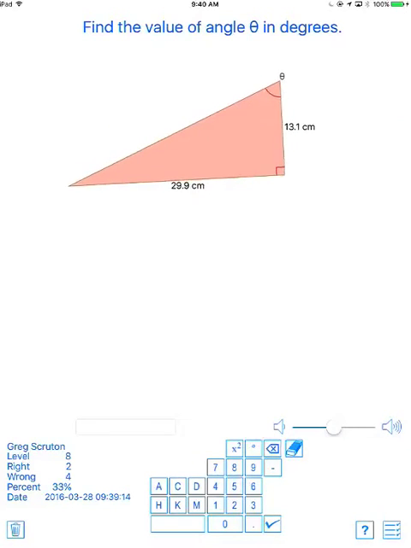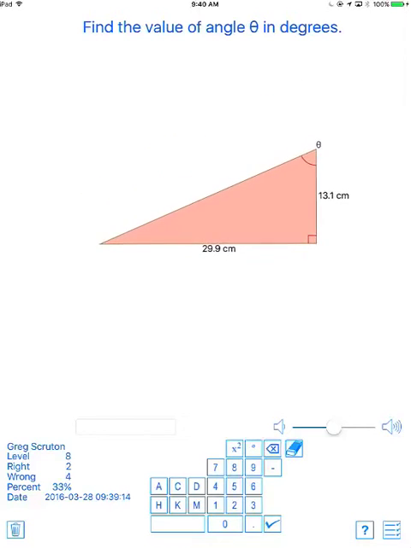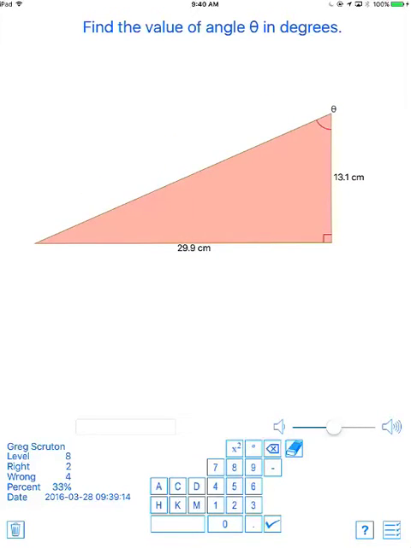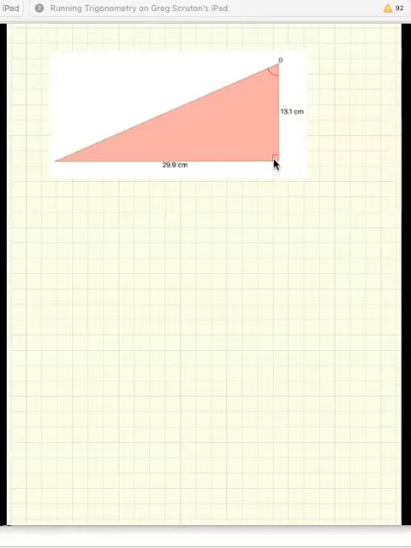Use my rotation gesture, two fingers, and rotate it, and then maybe stretch it out a little bit. This is my right angle. Opposite the right angle is the hypotenuse. It is the longest side of the triangle. It's also the only side that doesn't contain the right angle. So I'm just going to label that hypotenuse.